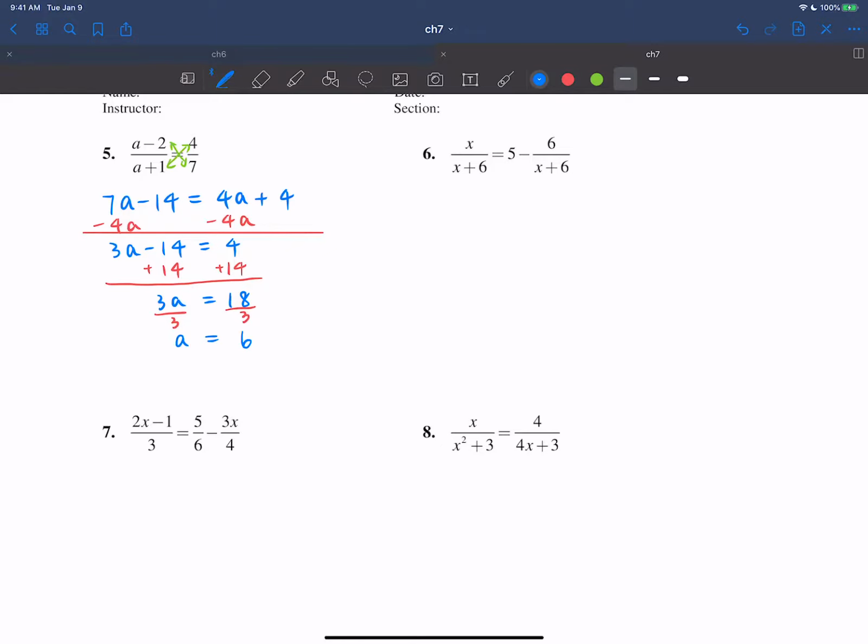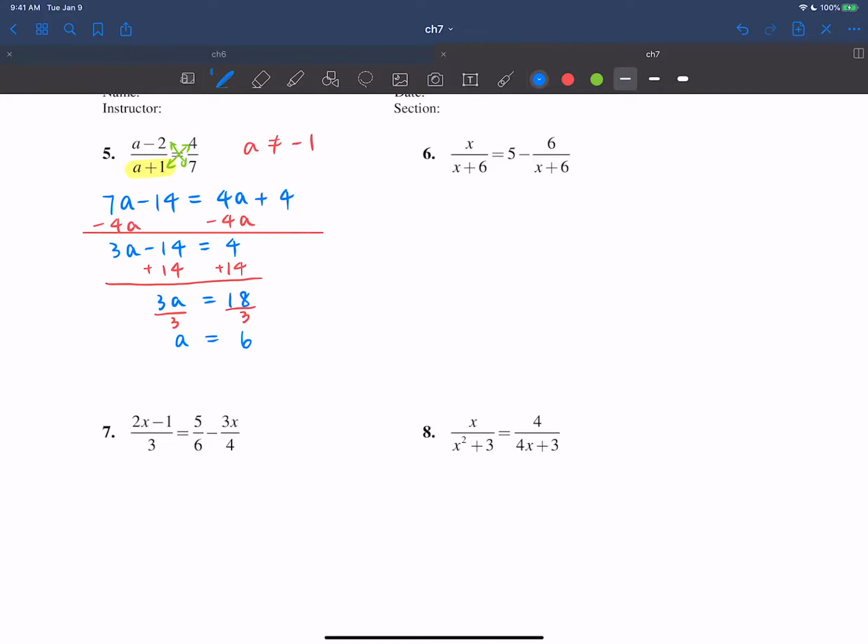Before you conclude that your answer is 6, make sure you compare this with the restriction of the equation. There's only one variable denominator, which is right here. This one cannot be 0, so that basically means a cannot be negative 1, which is not what we found. So you could safely say that your answer a is equal to 6, and that is correct.